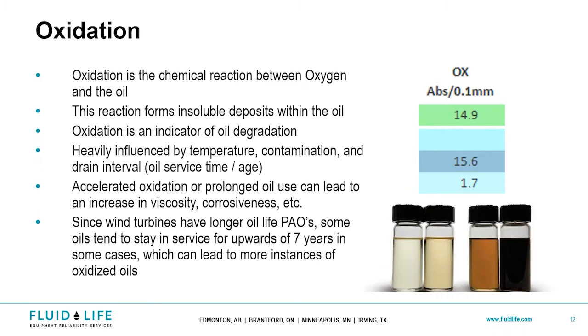All right, oxidation. So this is essentially a chemical reaction between oxygen and the oil itself. Oxidation happens with multiple things. A simple example in the real world of oxidation is when you see the presence of rust. Say you've got your kid's bike and you're seeing the metal portions with some rusting on it. That could be a sign of oxidation. So this reaction is going to form insoluble deposits within the oil.